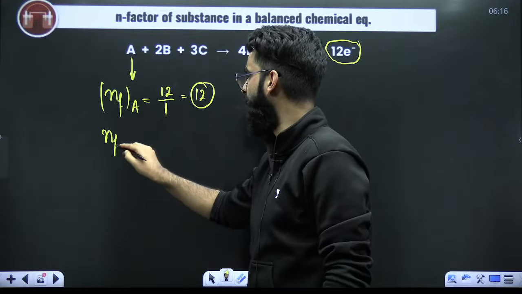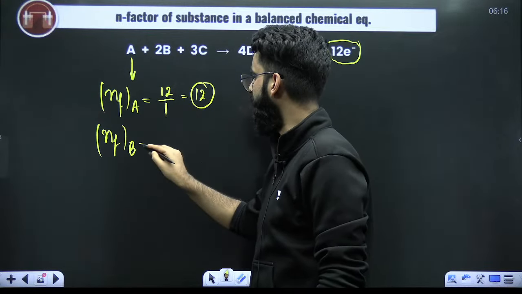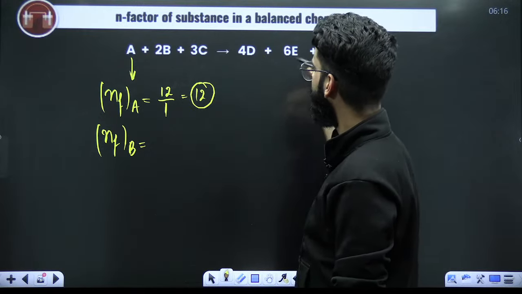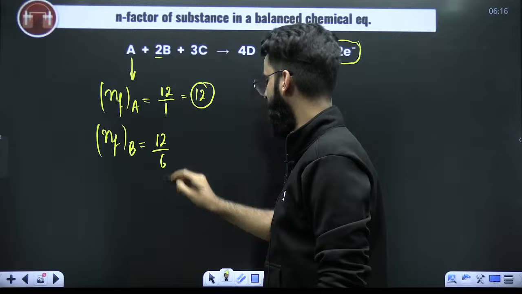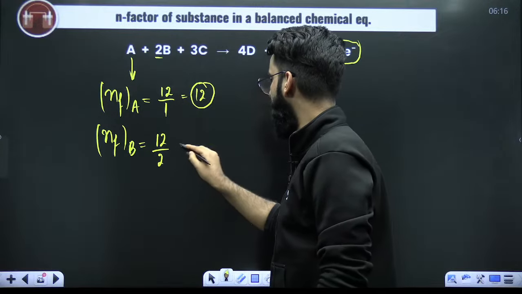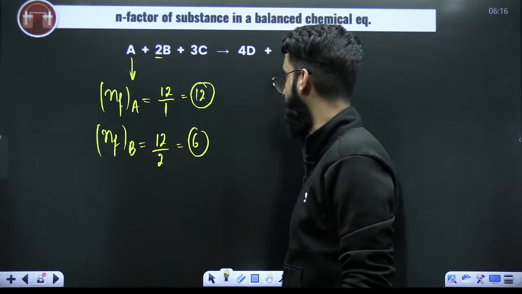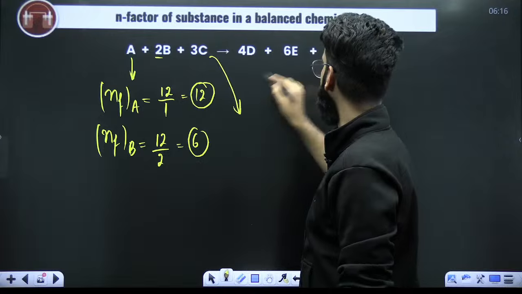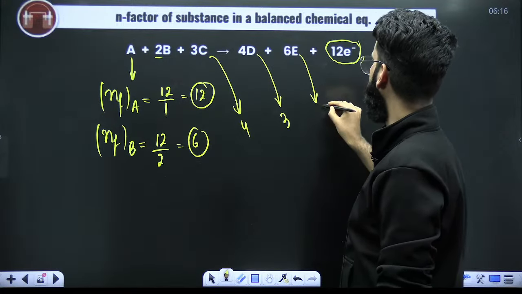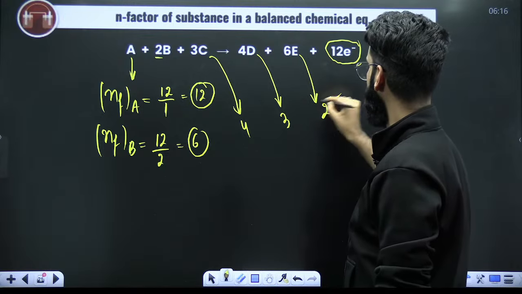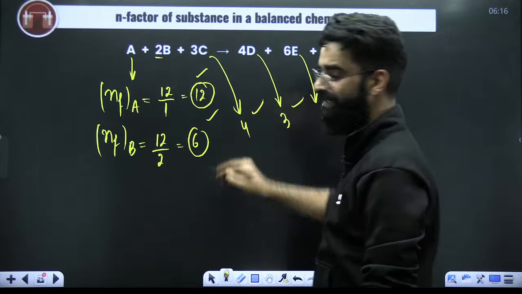For example, if I'm asking about the n factor of B, how many moles of electrons exchanged? 12 divided by stoichiometric coefficient 2. So 12 divided by 2 is 6. So 6 I'll be calling the n factor of B. Similarly, what is the n factor of C? 12 divided by 3, that's 4. 12 divided by 4, 3. 12 divided by 6, that is 2. So these are the respective n factors of these reactants and products.